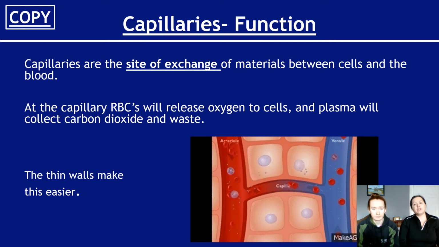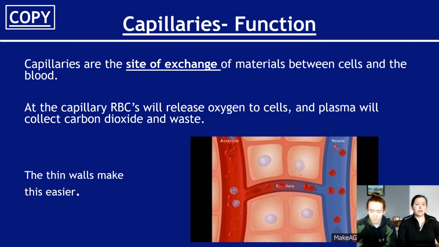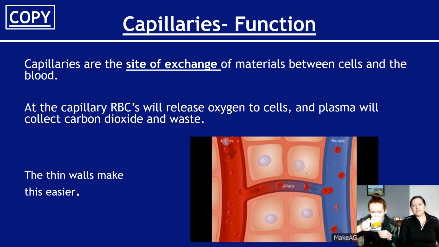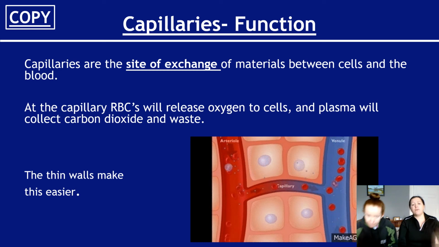They are the site of exchange of materials between cells and the blood. Your muscle cells, for example, are not floating around inside your bloodstream, but they've got blood vessels cruising really, really close to them, including a load of capillaries. So the capillaries are where your muscle cells will get oxygen and be able to hand over carbon dioxide to get rid of it. So at the capillary, RBCs, red blood cells, will release oxygen to the cells and plasma will collect carbon dioxide and waste from the cells.